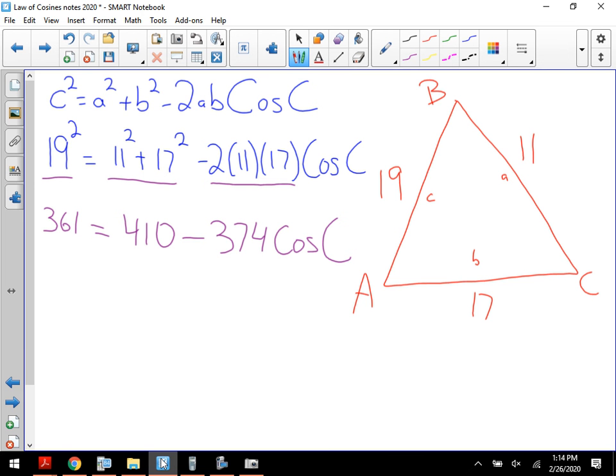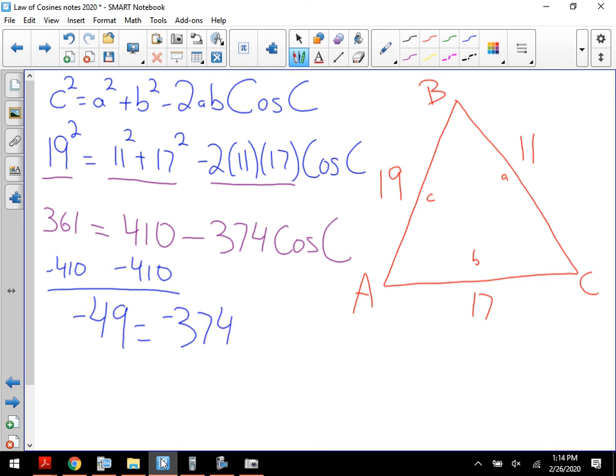Right. Do not fall in the trap of trying to subtract 410 and 374. It does not work that way. You have to move the 410. Okay. How do I move it? So we subtract it over. It's negative 49, is that right? Is now the negative 374.